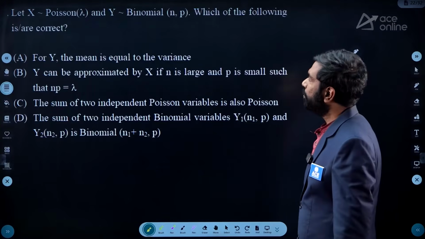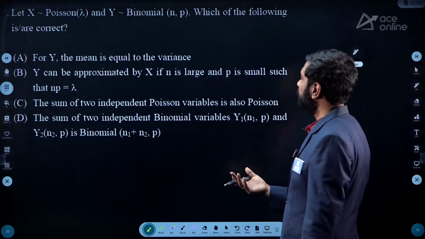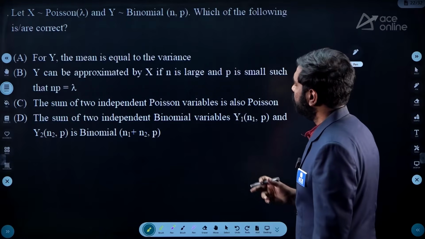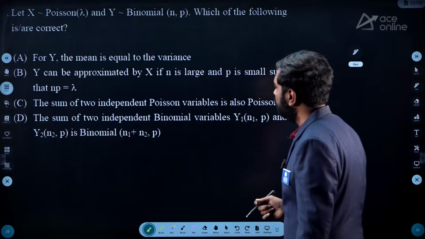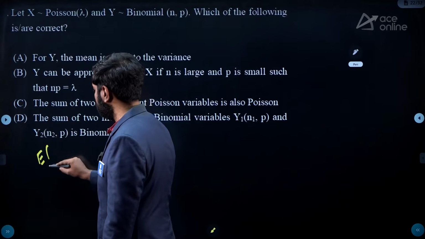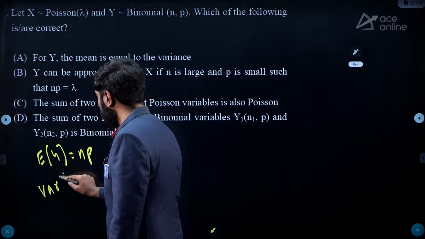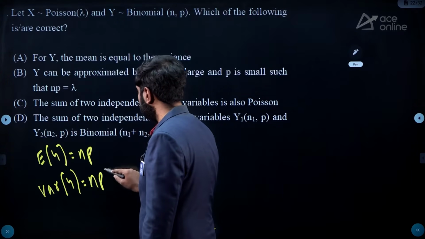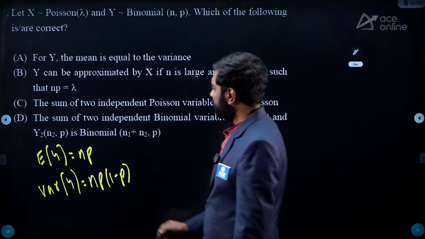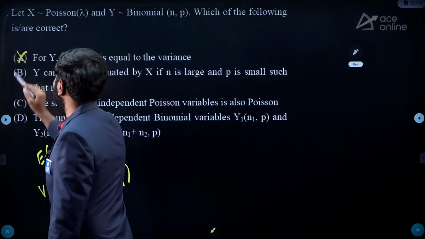Let's look at this question. X is Poisson with parameter value as lambda. Y is binomial with parameters n comma p. Which of the following are correct? So for Y, the mean is equal to the variance. So now what do you know about binomial? The expected value of a binomial random variable is np. What's the variance of the binomial random variable? It is np into 1 minus p. And option A says the mean is equal to variance. Are these two equal? No, it need not be equal. So this is a false statement.